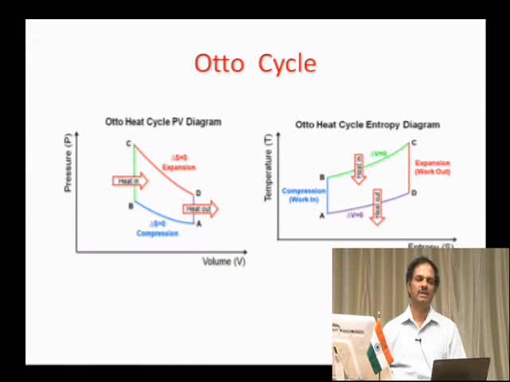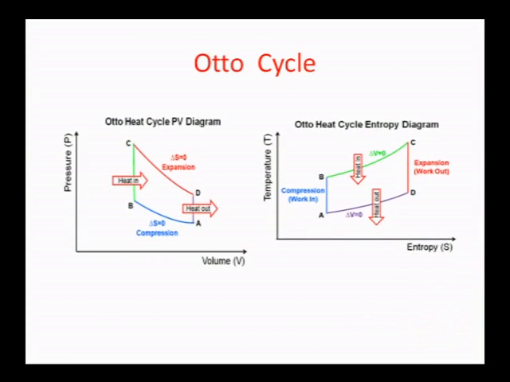So, another way of showing the Otto cycle is the PV diagram and the entropy-temperature diagram. You can see two constant volume processes and two adiabatic processes, reversible adiabatic processes. One is adiabatic compression where the entropy remains constant, that is, change in entropy is 0. During adiabatic expansion also, change in entropy is 0, that means the entropy remains constant. BC is the heat addition, DA is the heat rejection.